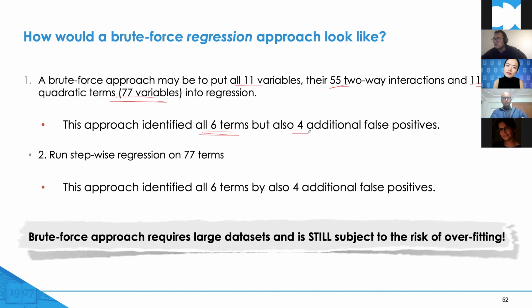At the same time, we also found 4 additional false positives. Our algorithmic induction approach found all the 6 terms and no false positives, but brute force gave us 4 false positives. We also did stepwise regression, which is also common in our field. That also gave us all the 6 terms in our data generation process, but also 4 additional false positives. So our approach was more efficient because we did not get any false positives. We got all the terms in the ground truth, but no false positives. But these two gave us 4 additional false positives.